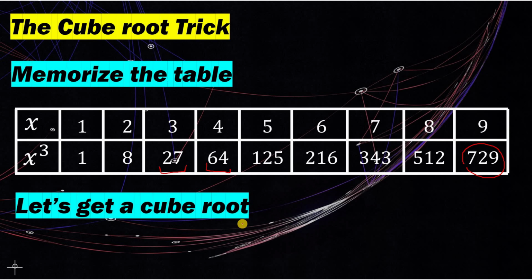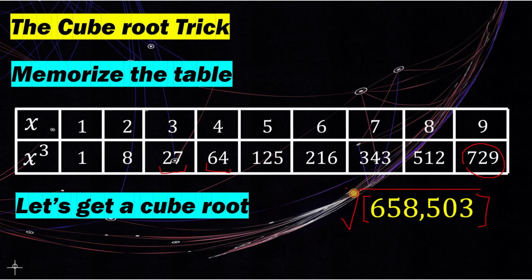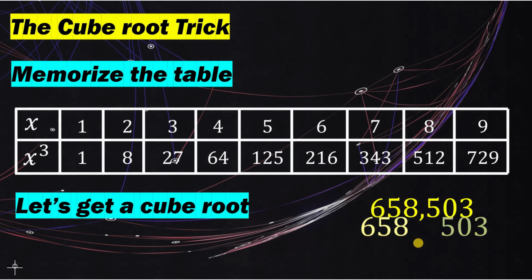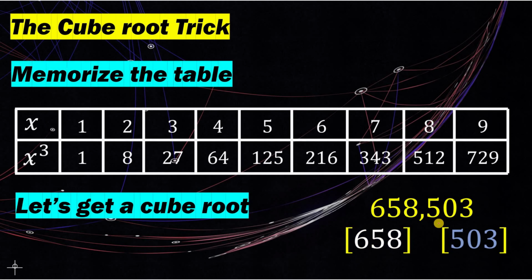Like, for example, let's take the cube root of 658,503. Our goal is to get the cube root of this huge number. So how are we going to do that? First thing we need to do is to group this number by threes from right to left. What I mean is something like this. So let's group the digits by threes. So we have 503, and the other one is 658.